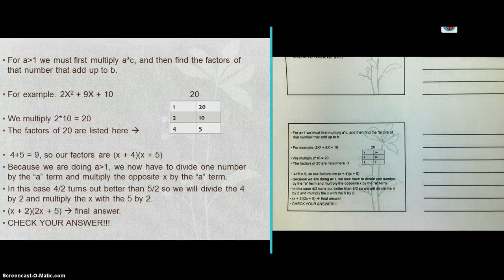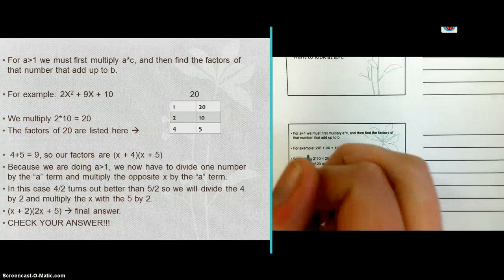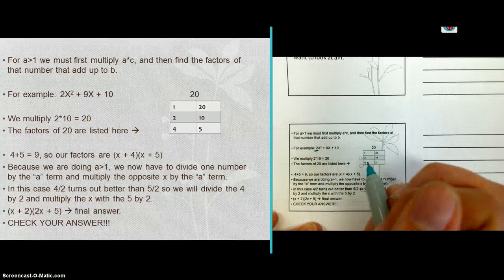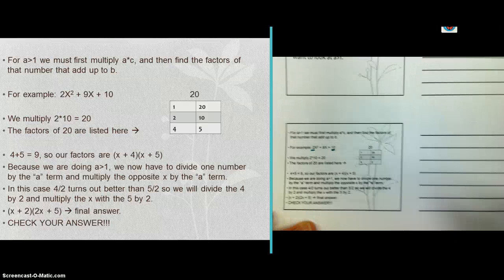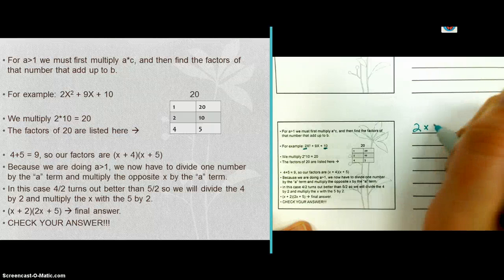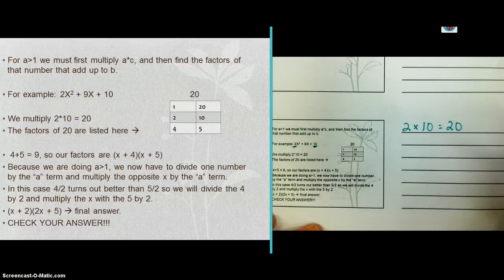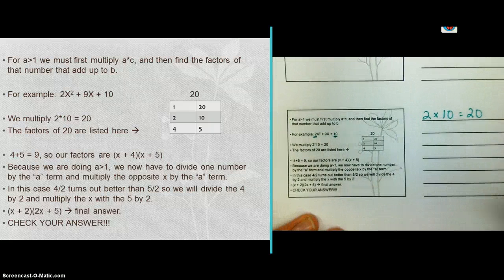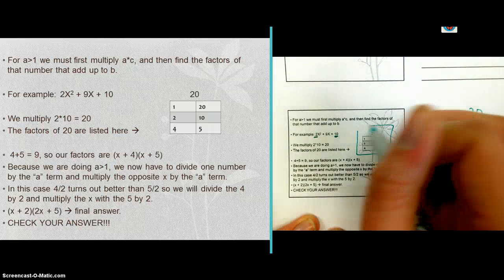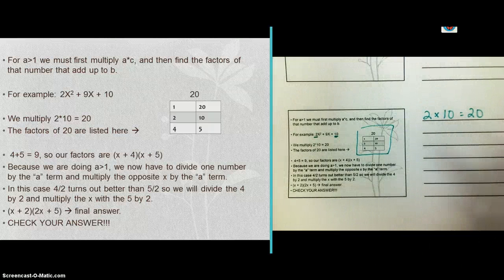So when a is greater than 1, we must first multiply our a term and our c term to find the factors of that number that add up to be b. So our a term in this case is 2, and our c term is 10. So we're actually going to do 2 times 10 and get 20. So we're going to do the factors of 20 that will add up to give us our b term of 9. I've already listed the factors of 20 on the PowerPoint here.